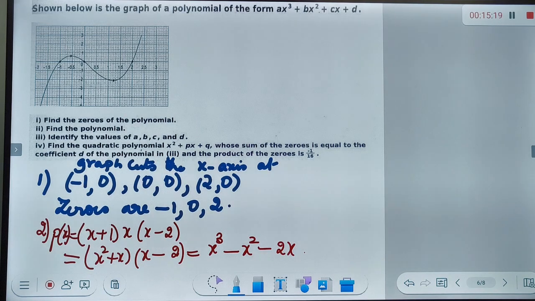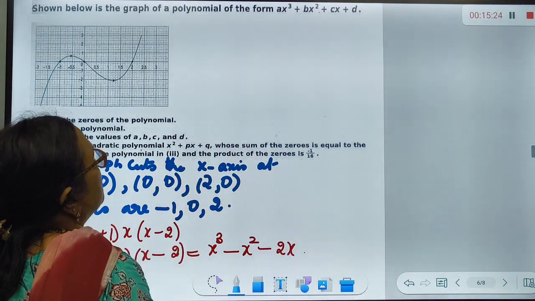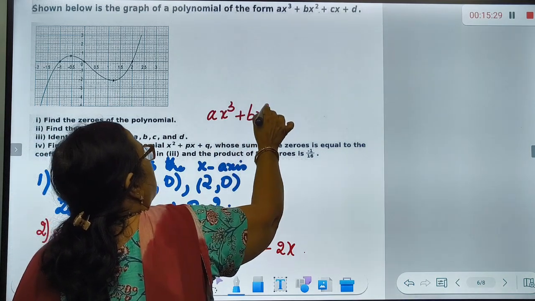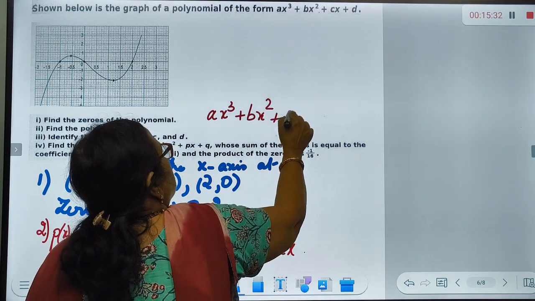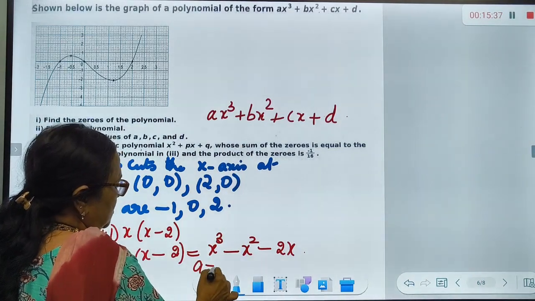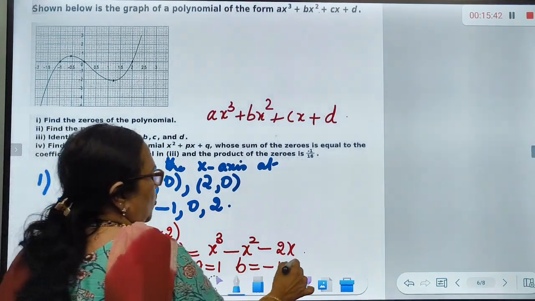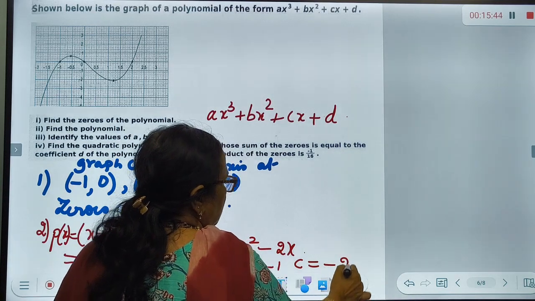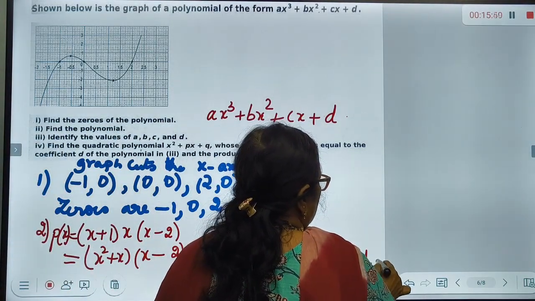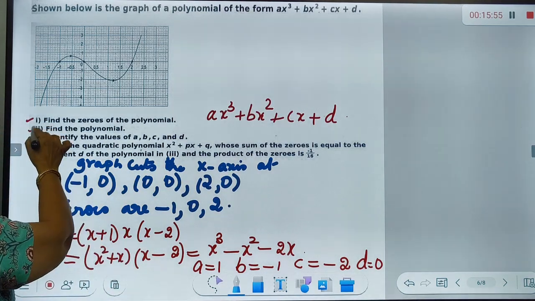What are the values of a, b, c and d? We have been given that this polynomial is of the form ax cube plus bx square plus cx plus d. So what is a? Coefficient of x cube. So a is 1. What is b? The coefficient of x square, which is minus 1. What is c? The coefficient of x, which is minus 2. Right? What is d? 0, because there is no constant term. So these are the values of a, b, c, d.